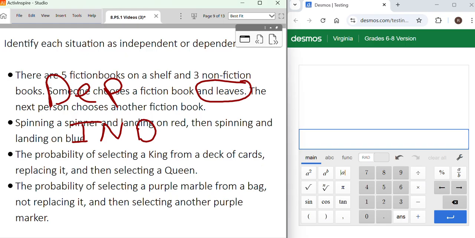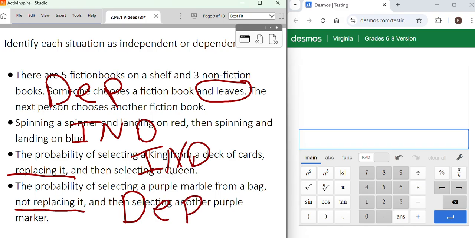The probability of selecting a king from a deck of cards, replacing it, that means putting it back, and then selecting a queen. That would be independent because the number of possibilities did not change each time he was selecting a card. Finally, the probability of selecting a purple marble from a bag, not replacing it, then selecting another purple marble. That is definitely dependent because the first one was not replaced, so it disappeared.